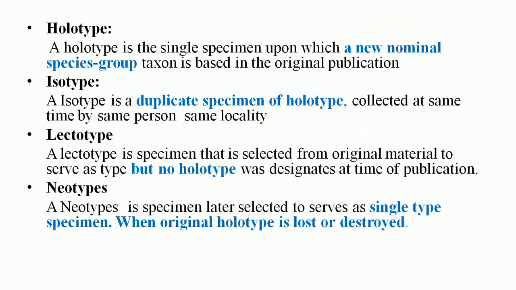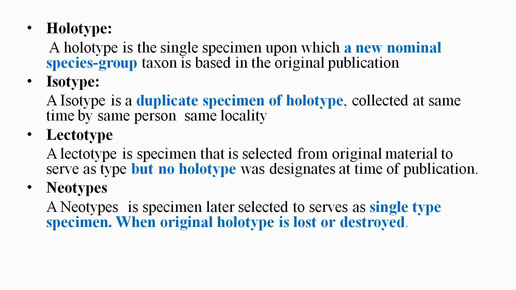Then the next terminology is the holotype. Suppose I collect a new species, it is discovered as new to science, and I publish this information in a reputed journal, and the specimen is deposited in a specific museum. That first specimen is known as a holotype. Then the isotype: a duplicate specimen collected at the same time, by the same person, at the same locality, is the isotype.